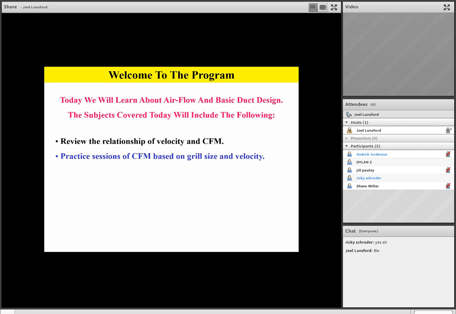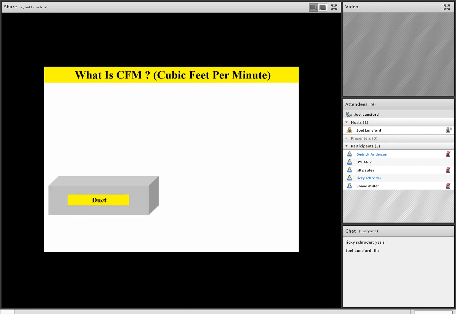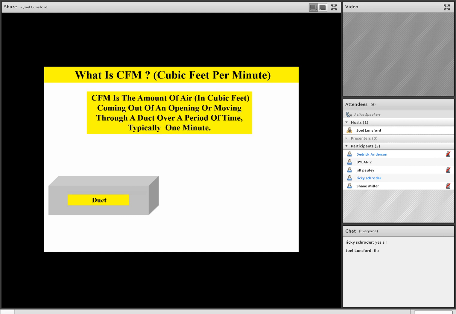So the first thing we like to start out with in our airflow and duct design class is to ask the question, what is CFM? Now, of course, the canned answer is cubic feet per minute, but as we really dig in, let's talk about what CFM really is. CFM, or cubic feet per minute, is the amount of air in cubic feet coming out of an opening or moving through a duct system over a period of time. And this time is typically 1 minute. So when we talk about cubic feet, it's the volume of air that's moving through a duct system, or coming out of a duct opening, over a 1 minute period of time.